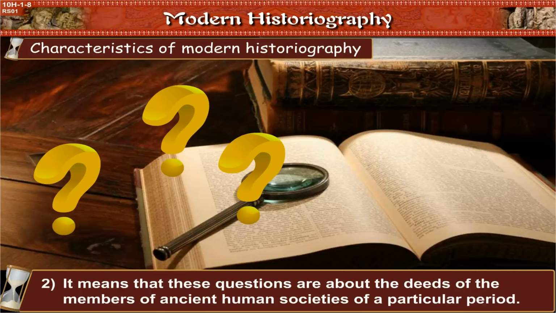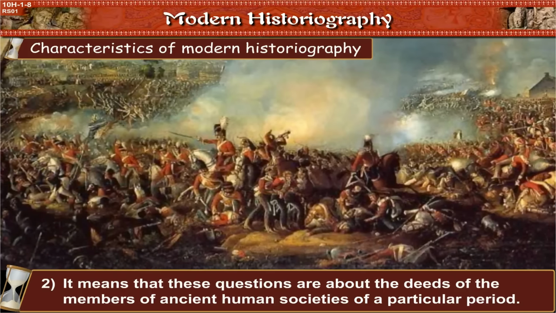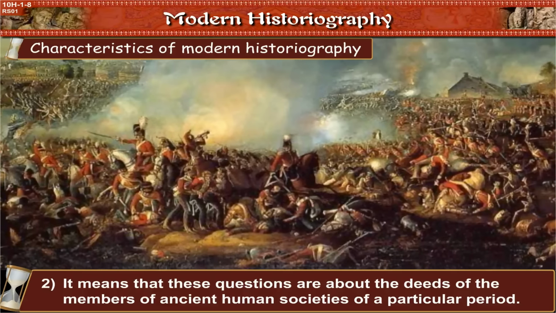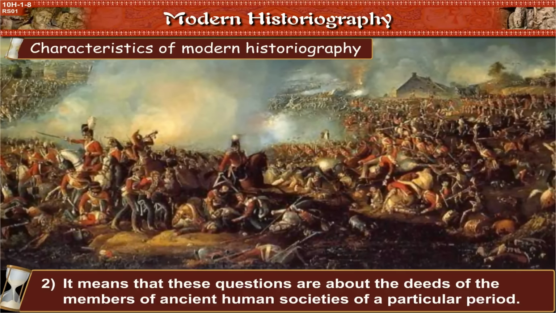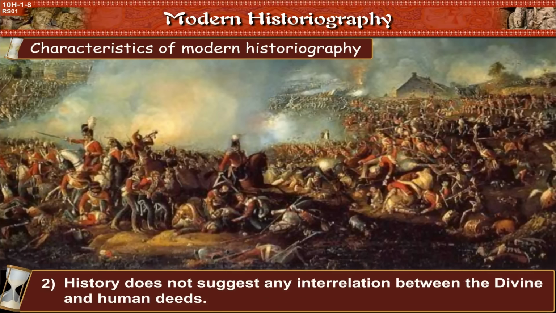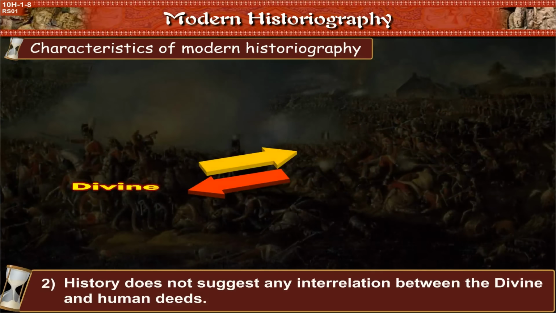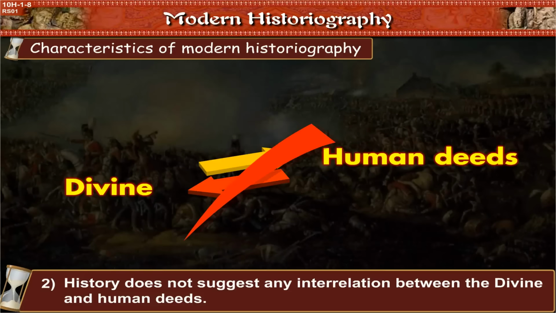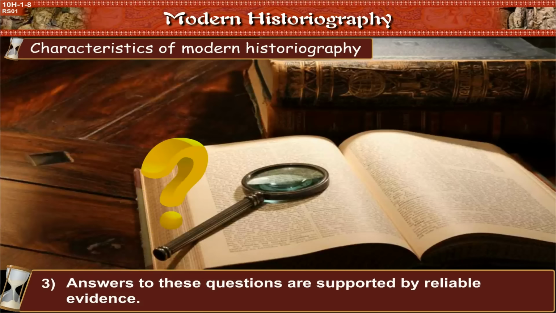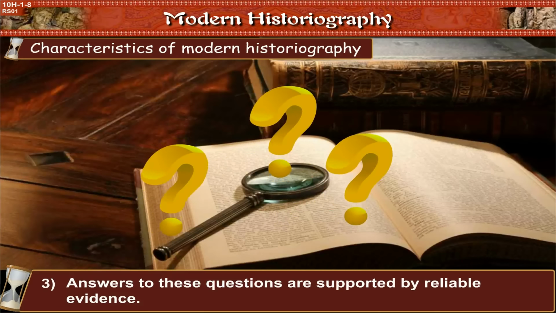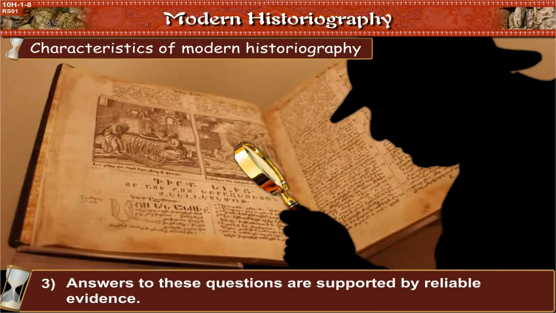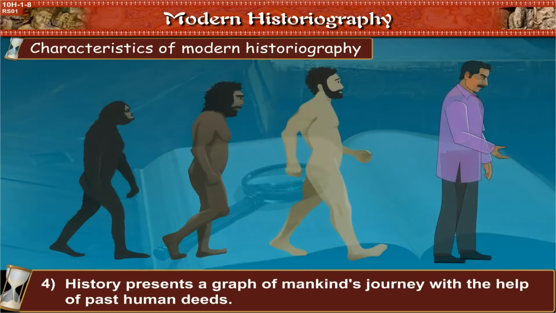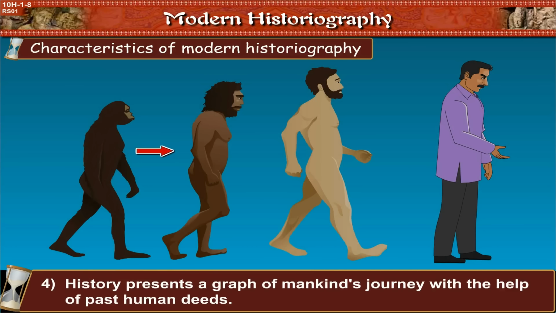It means that these questions are about the deeds of the members of ancient human societies of a particular period. History does not suggest any interrelation between the divine and human deeds. Three, answers to these questions are supported by reliable evidence. Four, history presents a graph of mankind's journey with the help of past human deeds.